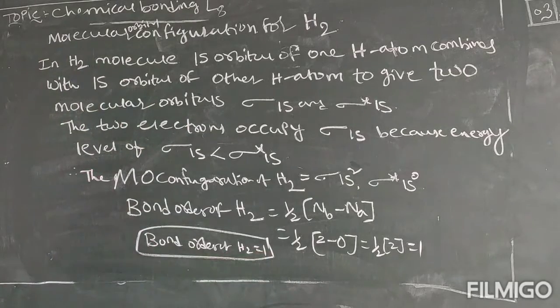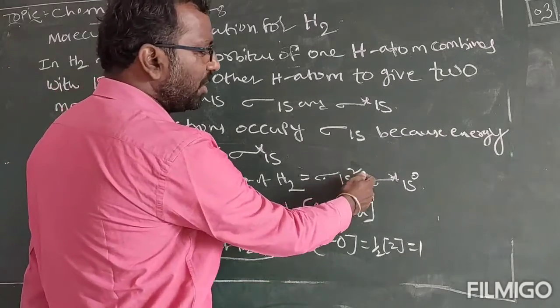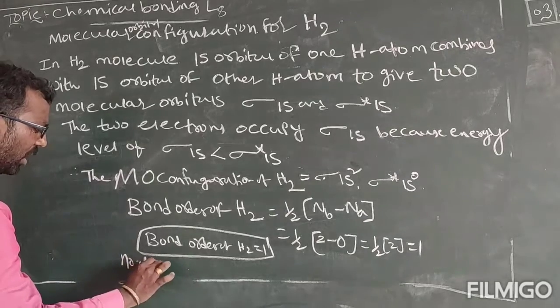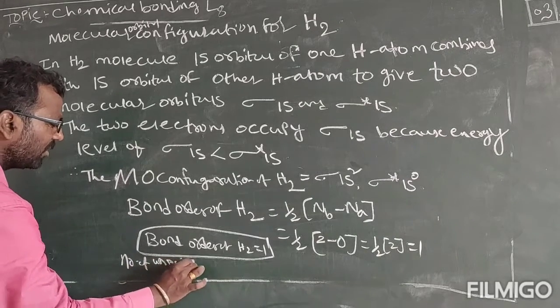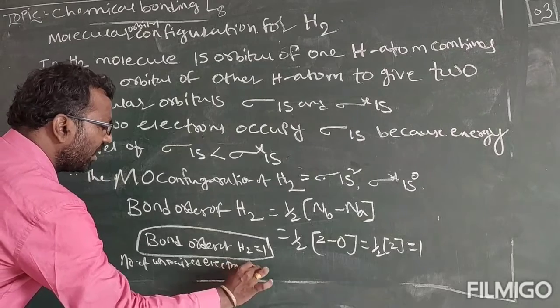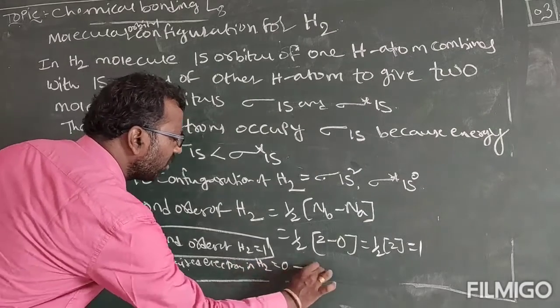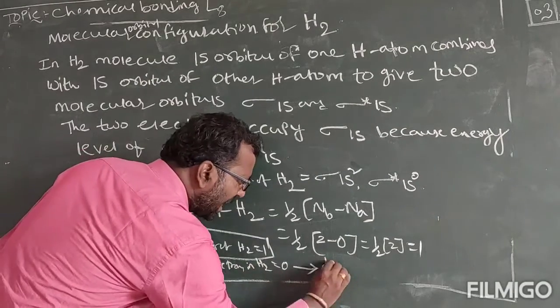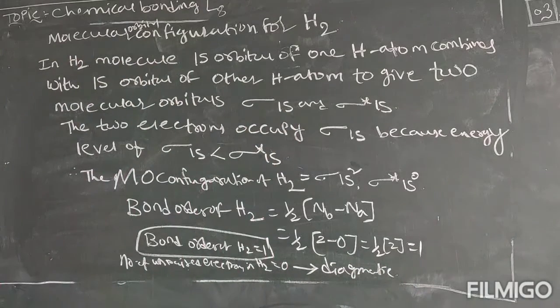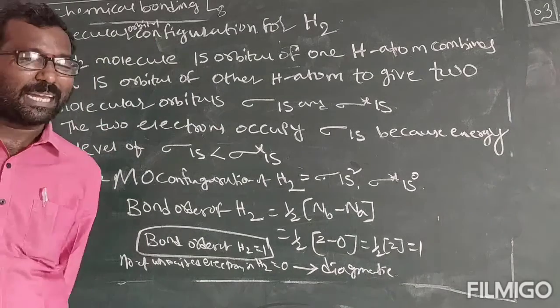And how many lone pairs are there? 0. So the number of unpaired electrons in H2 is 0. It implies diamagnetic. Okay, so that's why the H2 molecule is diamagnetic.